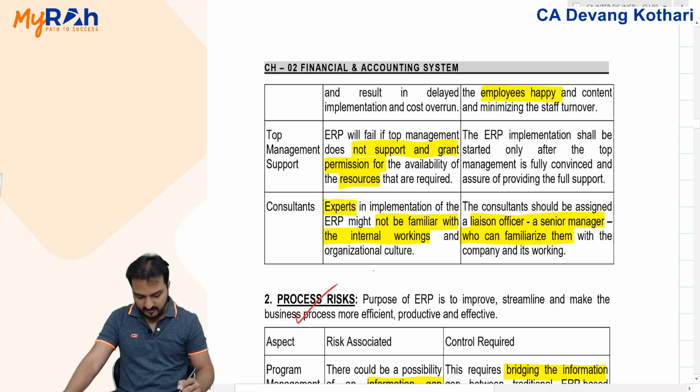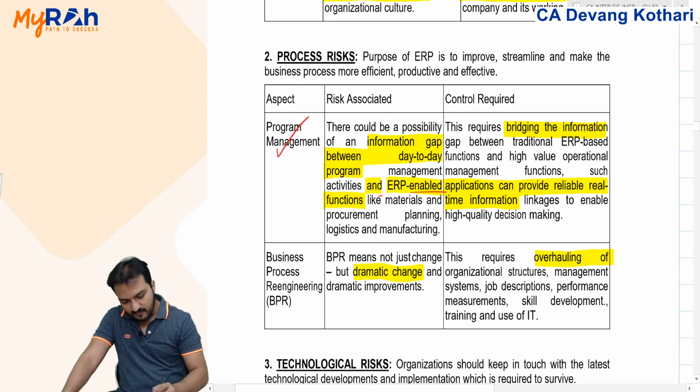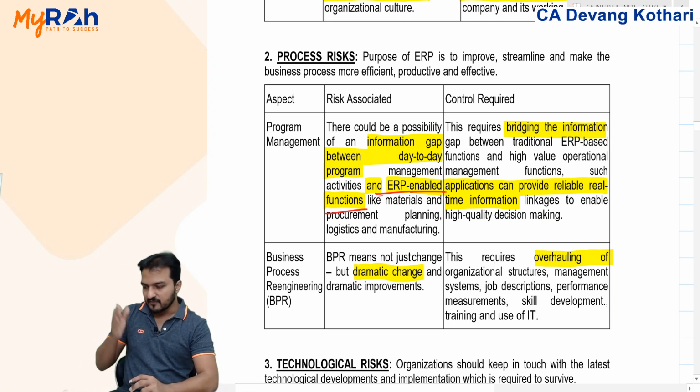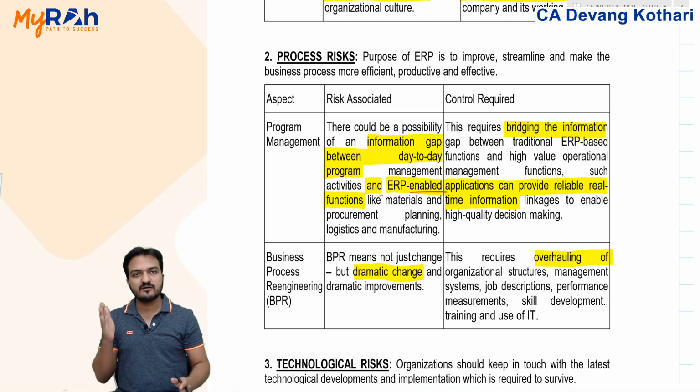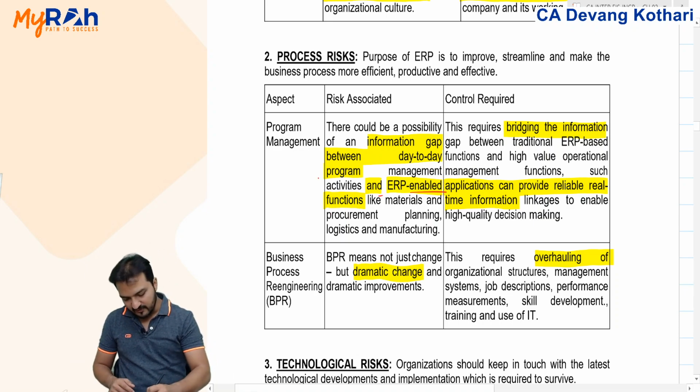Then process related risk. Process related risks are only two things: program management. There is a possibility of information gap between day-to-day program management activities and ERP enabled functions. Some activities are done manually, some activities are done with the ERP. There might be an information gap between that. That is one problem here.